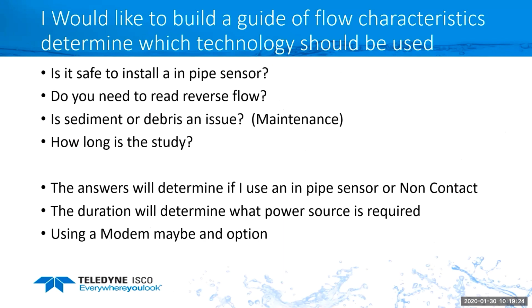Another question was, I'd like to build a guide for flow characteristics to determine which technology I should use. There's a lot of things to take into consideration for that. Some of the things I start to ask first: is it safe to install that equipment in the pipe? Do you need to read reverse flow? Is this an application that's tidally influenced that may have reverse flow in there? Is sediment or debris an issue? So before deploying equipment, I like to ask them to go out, look at the site, look at the ladder rungs and other things around there for signs of surcharging.